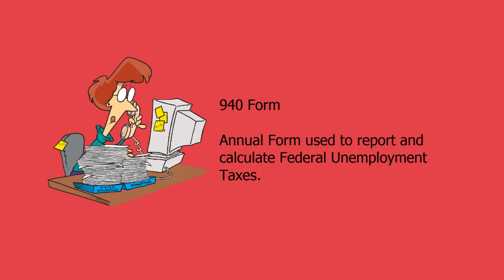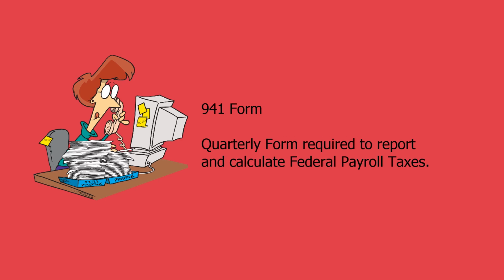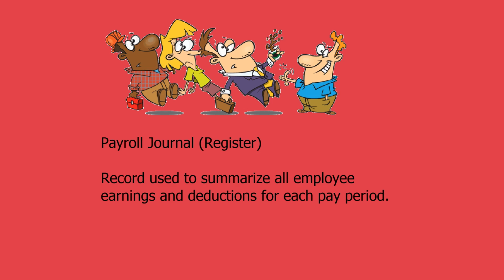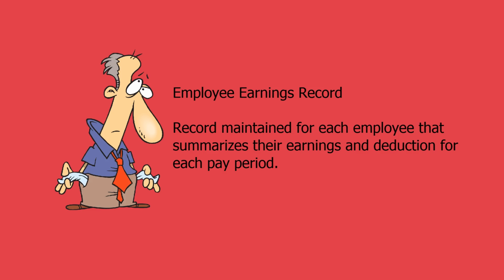940 Form. Annual form used to report and calculate federal unemployment taxes. 941 Form. Quarterly form required to report and calculate federal payroll taxes. Payroll Journal Register. Record used to summarize all employee earnings and deductions for each pay period. Employee Earnings Record. Record maintained for each employee that summarizes their earnings and deductions for each pay period.